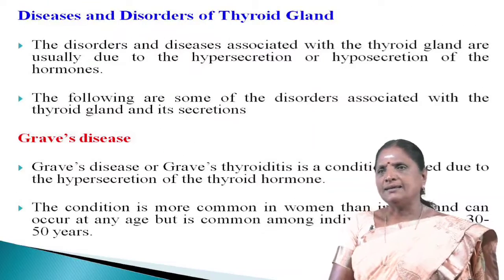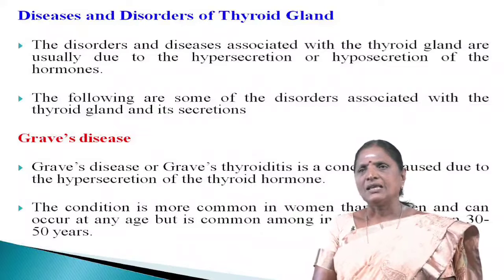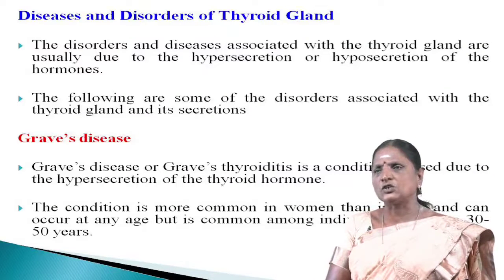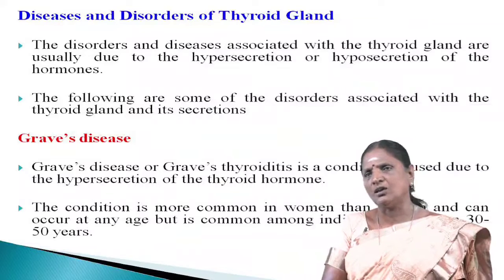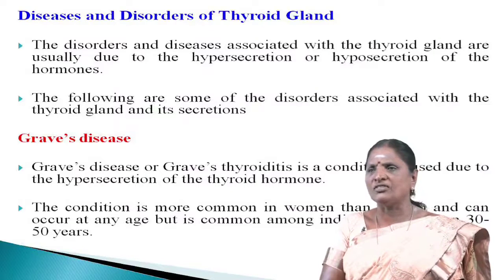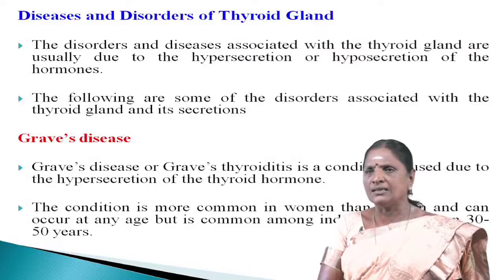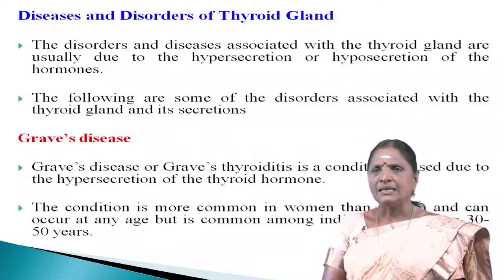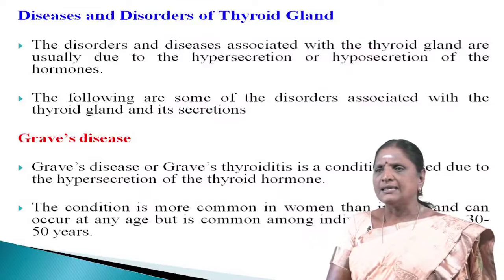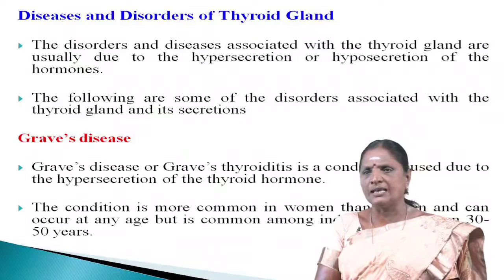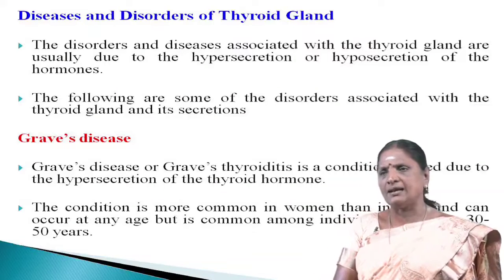Diseases and disorders of the thyroid gland. The disorders and diseases associated with the thyroid gland are usually due to hypersecretion or hyposecretion of the hormones. The following are some of the disorders associated with the thyroid gland and its secretions. First one is Graves' disease. Graves' disease or Graves' thyroiditis is a condition caused due to the hypersecretion of thyroid hormone.